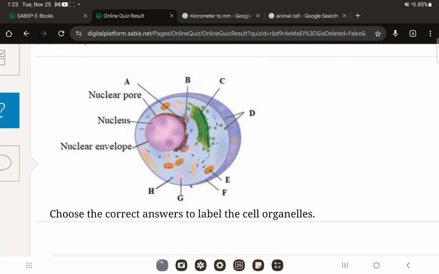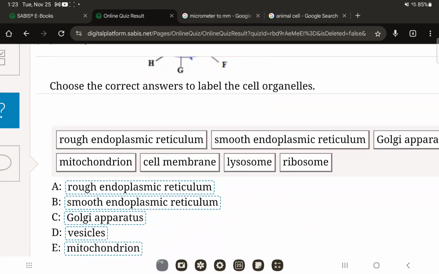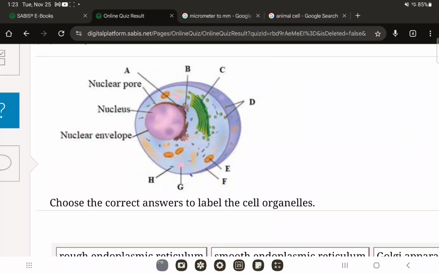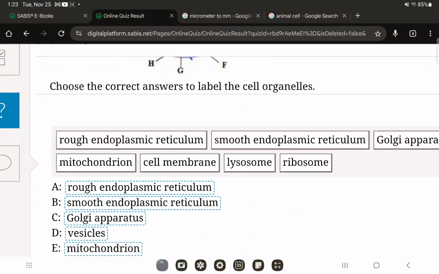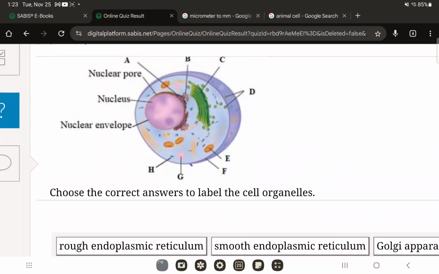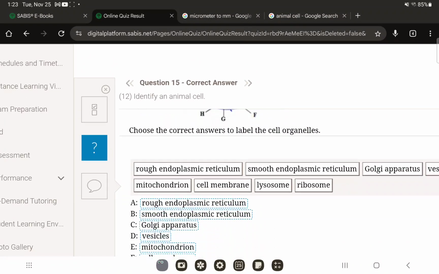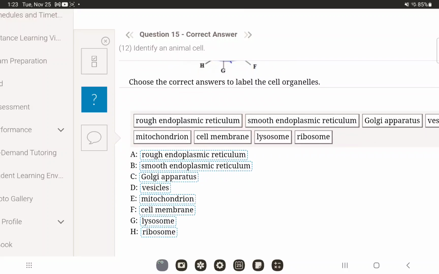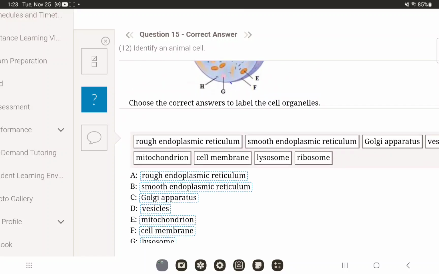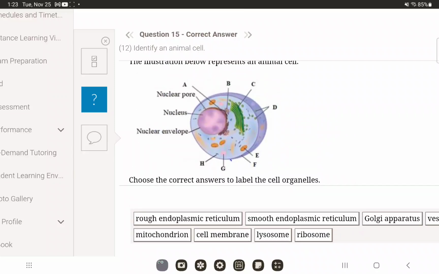Don't know if I said that right, but the vesicles, the small things in the cell that store materials, and then they're like a smaller version of vacuoles, except in plant cells they have the whole vacuole itself, but animal cells don't. And then E would be a mitochondrion. Yeah. F is the cell membrane. G is the lysosome, and H is the ribosomes.